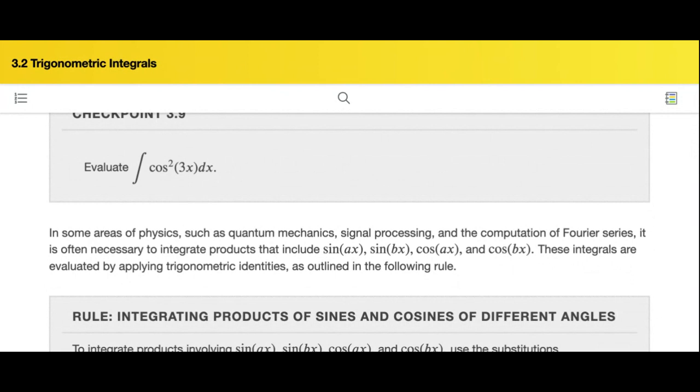What is the right answer? Okay, let's go from the beginning. Let's go to the whiteboard. Sorry for the confusion. So we have cos square, the angle is 3x. The angle can be anything, right? dx.